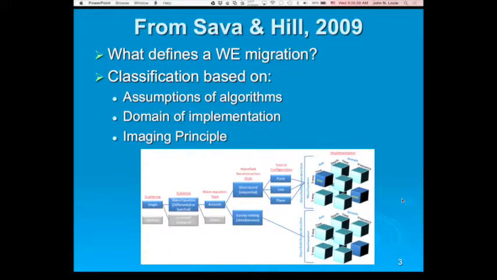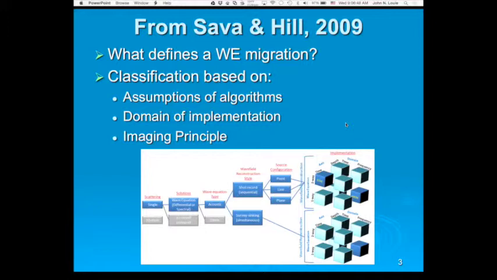The Sava and Hill tutorial is basically a little treatise on the different varieties of wave equation migration. And the classification that he comes up with for these related to reverse time migrations is based on what assumptions the algorithms make. It's based on how you implement them, whether you implement the wave field reconstruction in the time or frequency domain, and whether you calculate forward in time or down in depth.